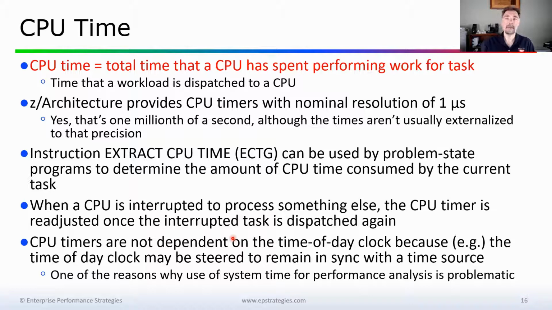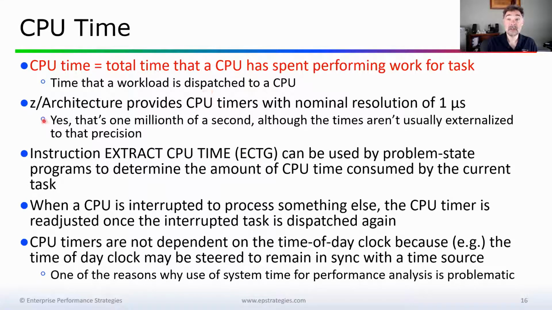So you could think of it as the time that the workload was dispatched to a CPU. This should probably be amended to say it was dispatched to the CPU and the CPU actually had the CPU, right? So let's ignore the distinction here of, well, z/OS dispatched it to the CPU, but LPAR took the CPU away or whatever. The point here is that you're running on the CPU. The task is actually executing on the CPU, and we can measure that duration.